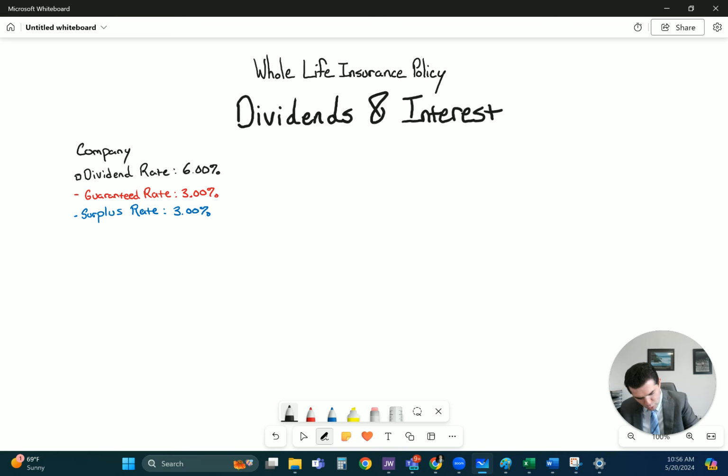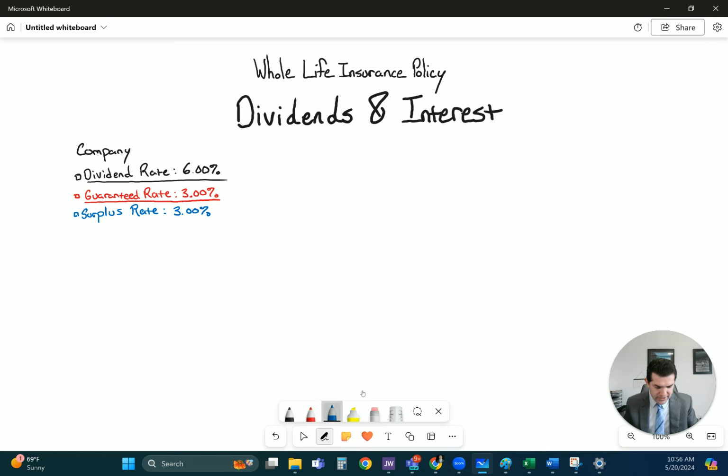Where that comes from is we know what the total dividend rate is, 6%. We also know what the guaranteed rate is on our product. That is made known to us when we first get the product. We can see it in our formal contract. Your agent can also let you know. And then the difference between those two reflects the surplus rate.